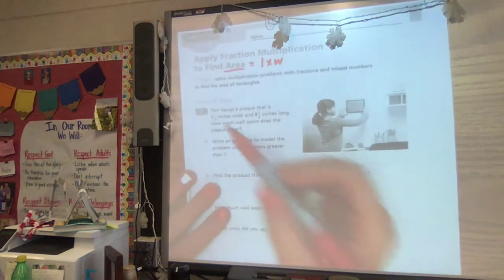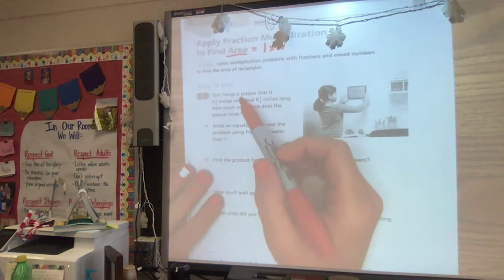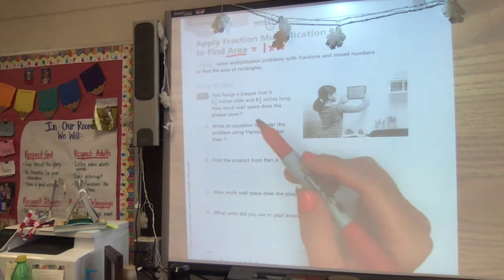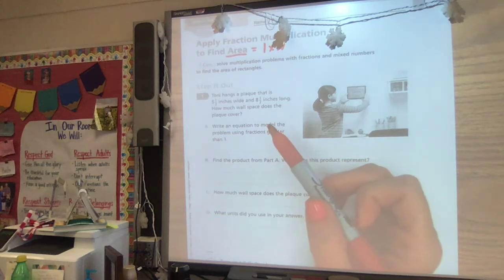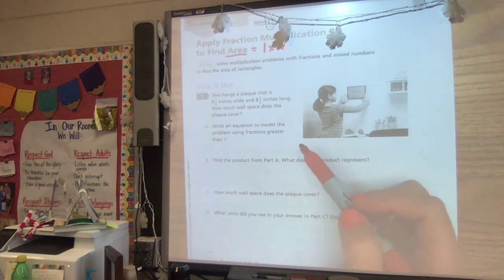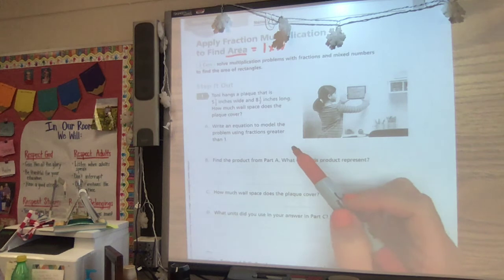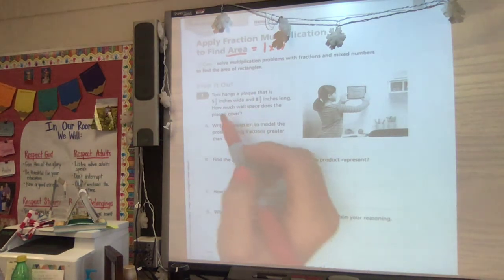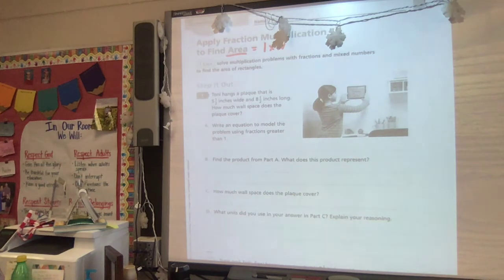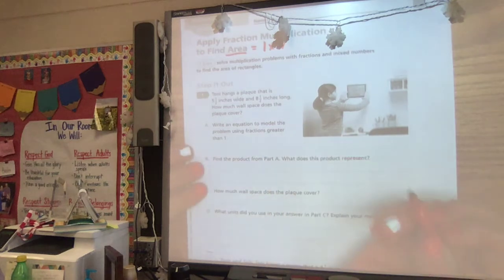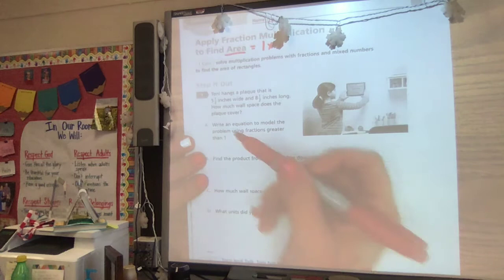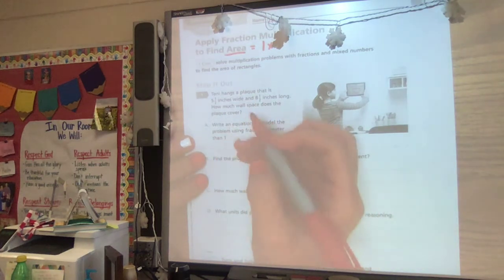So number one says, Tony hangs a plaque that is 5.5 inches wide and 8.5 inches long. How much wall space does the plaque cover? First it says, write an equation to model the problem using fractions greater than 1. So that's meaning a fraction greater than 1. It's wanting you to make them into improper fractions. And remember, we're doing that because we want to represent exactly how many halves this is.